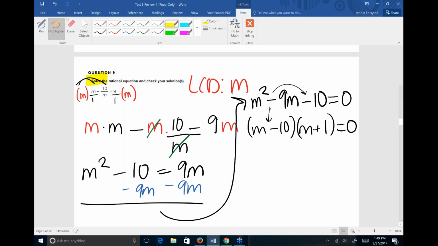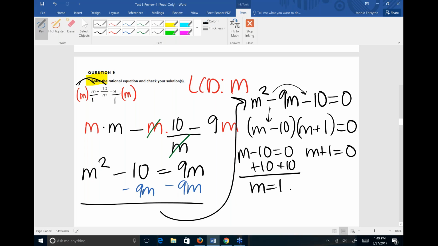And so remember, I'm trying to solve this. So in order to solve this, I'm going to use the zero product property, which basically means I'm going to set each factor equal to 0 and solve. So m minus 10 equals 0. So if I add 10 to both sides, I have m equals positive 10. And then m plus 1 equals 0. If I subtract 1, m equals negative 1. That's my other solution.